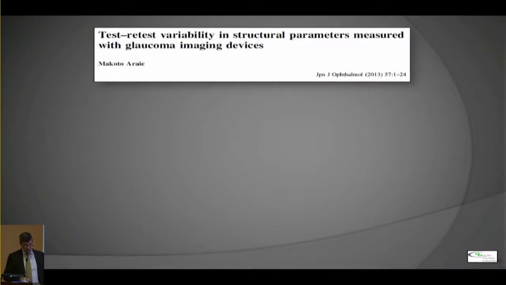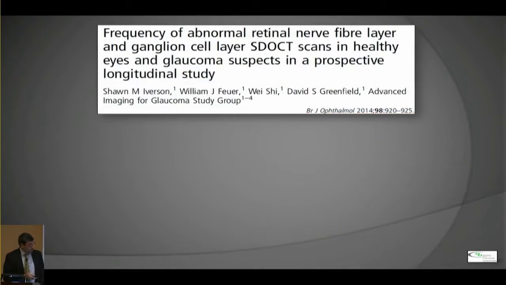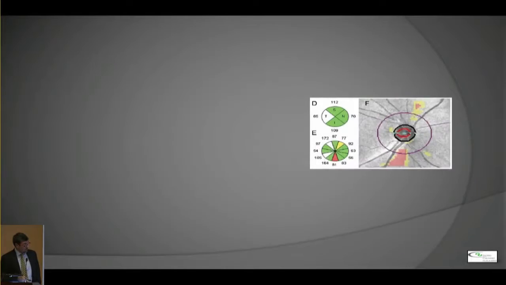Then we have limitations specific to each technology. This is a very interesting paper by Makoto Araie, which is testing the test-retest variability of each system. It's quite obvious that if there is a huge variation between test and retest, this can affect the result of the system, especially during follow-up. Here we have a slide from the Imaging Glaucoma Study Group that clearly shows that a high percentage of cases that at the initial test were considered outside the normal limits were totally normal when retested. And this obviously has implications, especially in the follow-up of our patients.